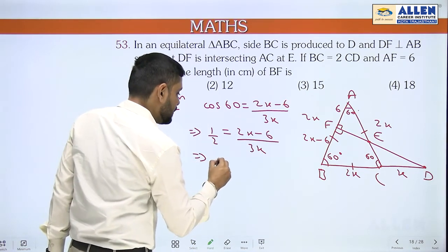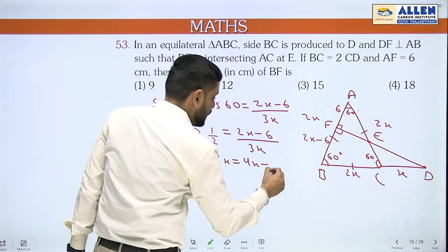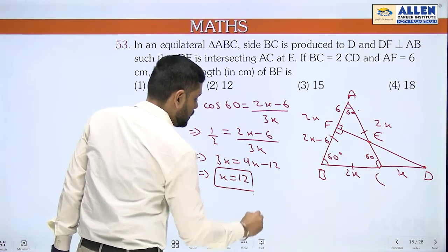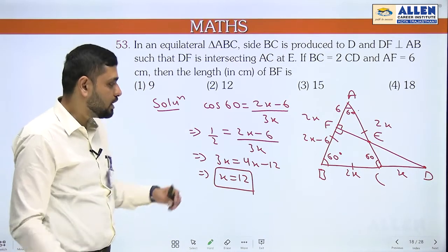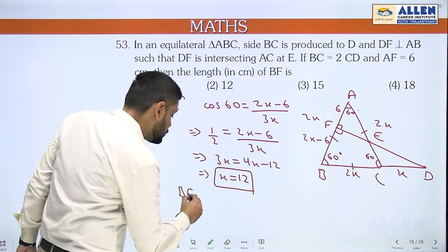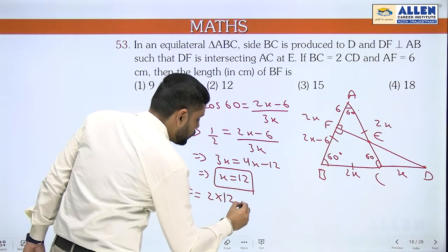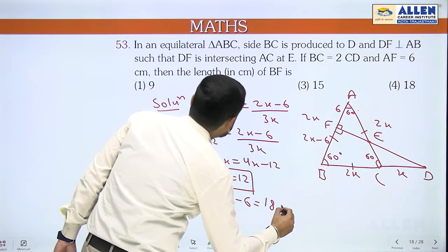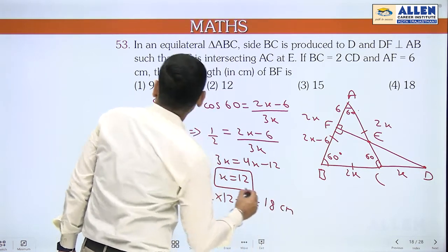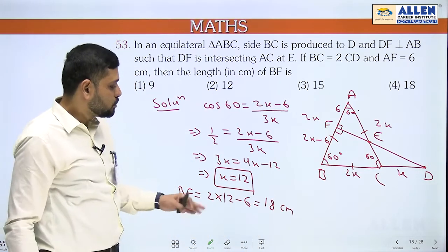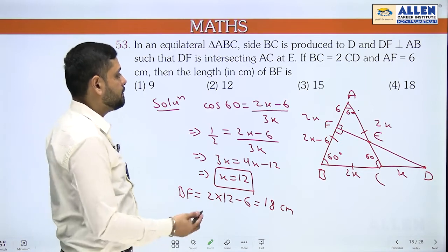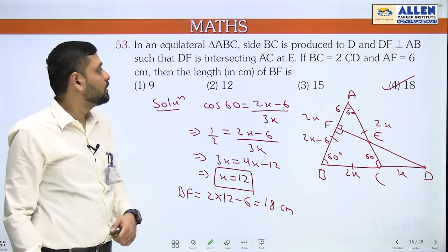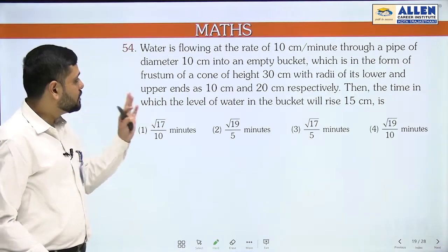So we'll simplify it. We'll get 3x equal to 4x minus 12. So after simplification x will be 12. So the value of x we got as 12. So we need to find BF. So BF will be what? 2 into 12 minus 6, that is 24 minus 6. So it will be 18 centimeter, right? Because information are given in centimeter. So BF is 18 centimeter. So this will be our answer, that is fourth option. So in this way we need to solve this question, right? Now we'll see next question.